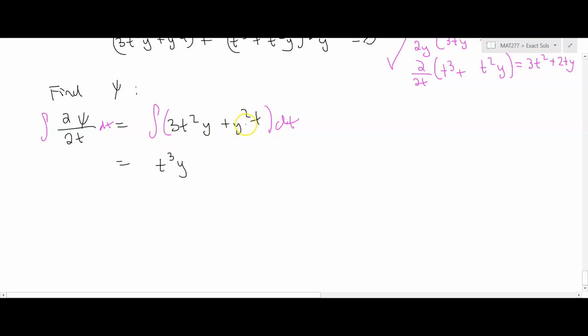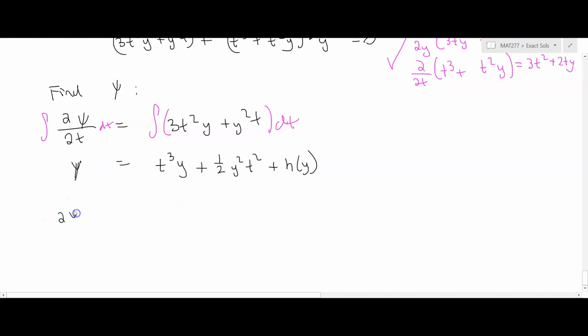The integral of this with respect to t, y squared is a constant. The integral of t is 1/2 t squared. So I have 1/2 y squared t squared. And then of course when you're integrating with respect to t, any function of y may have gone away. So that means psi is equal to this thing.